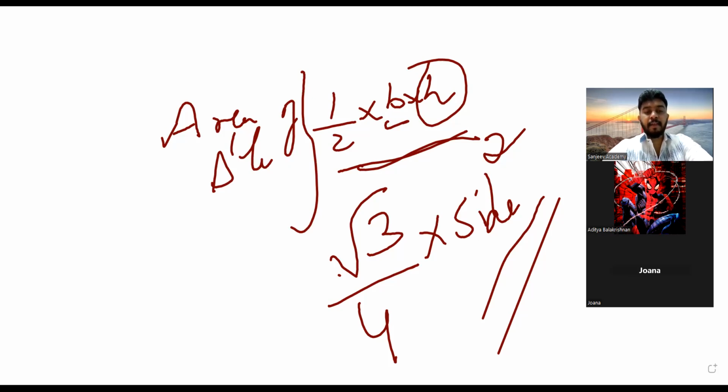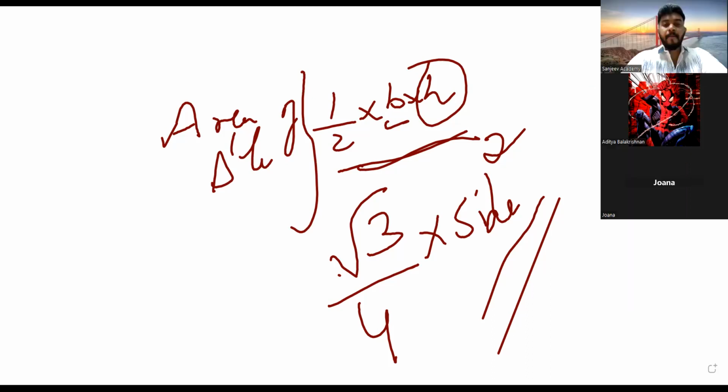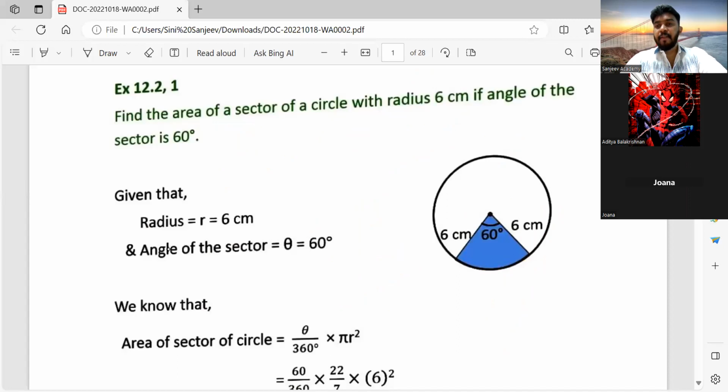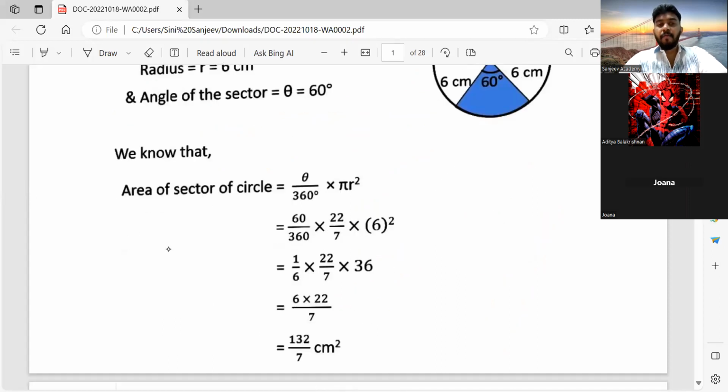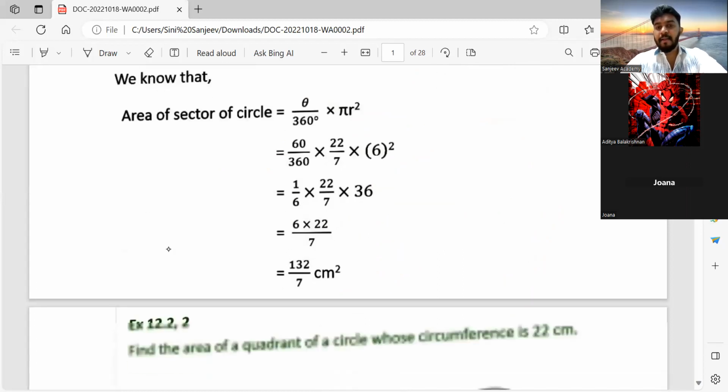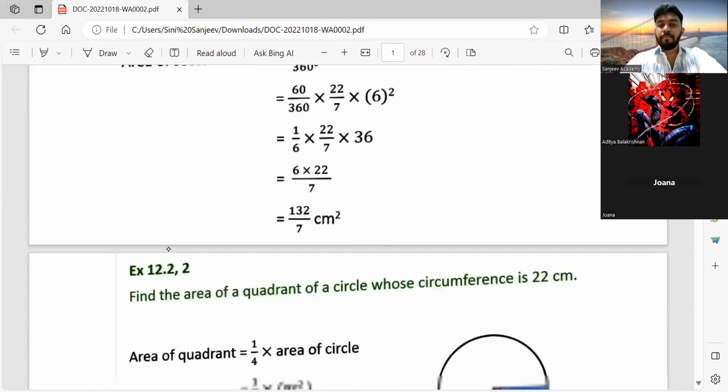Now let me just share the screen and come back to this again. Yeah, the first question is: find the area of a sector of a circle with radius 6 centimeters. I told you the area of a sector of a circle is a simple formula, which you will learn even if you don't want to, because in every problem we are going to use the same formula. Area of sector of circle is theta by 360 into pi r square. Theta is 60. You just do the calculation and represent it as a fraction or in decimal.